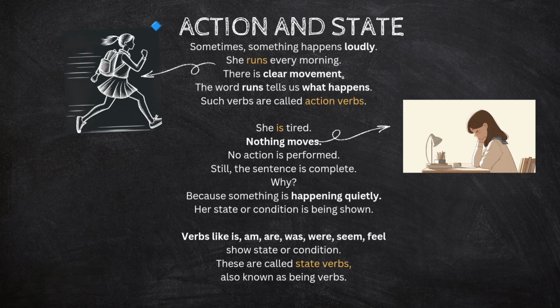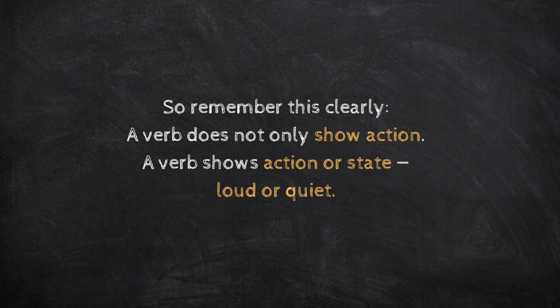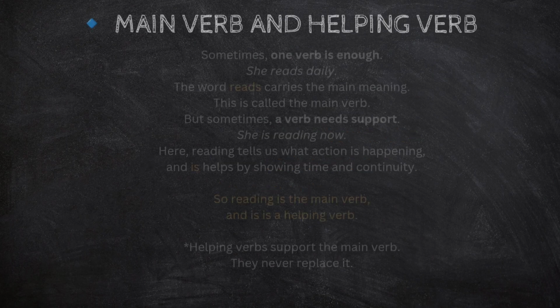But now look at this sentence. She is tired. Nothing moves. No action is performed. Still the sentence is complete. Why? Because something is happening quietly. Her state or condition is being shown. Verbs like is, am, are, was, were, seem, feel show state or condition. These are called state verbs, also known as being verbs. So remember this clearly. A verb does not only show action. A verb shows action or state, loud or quiet.